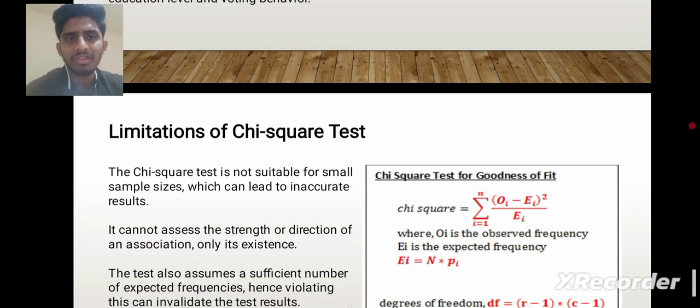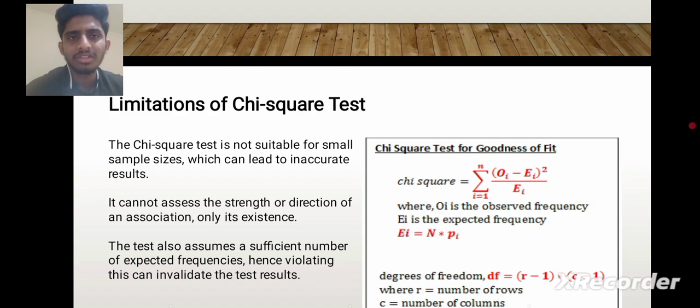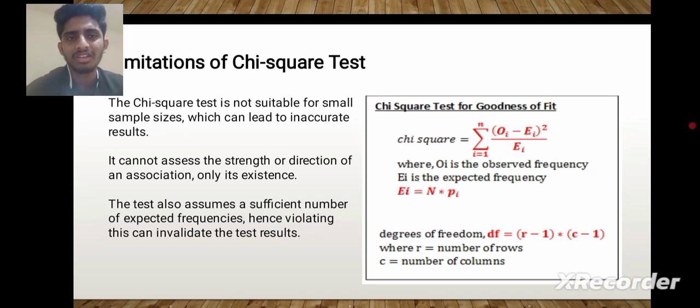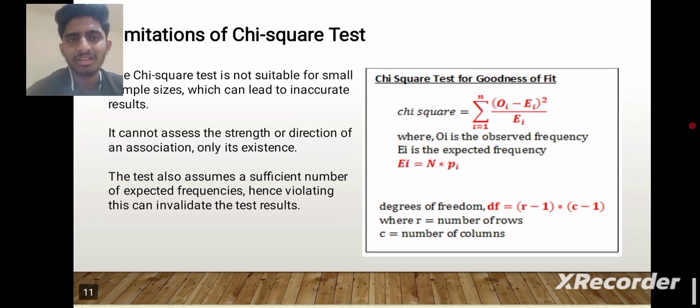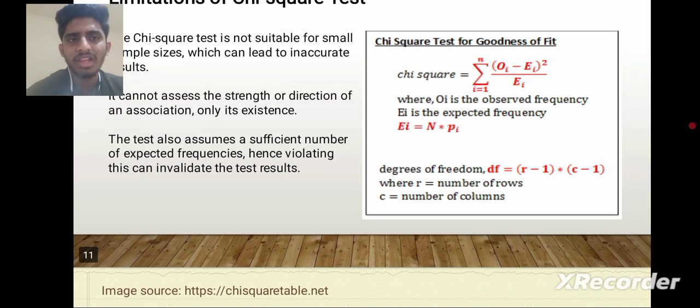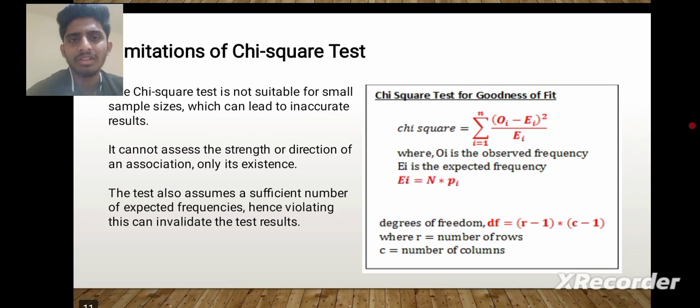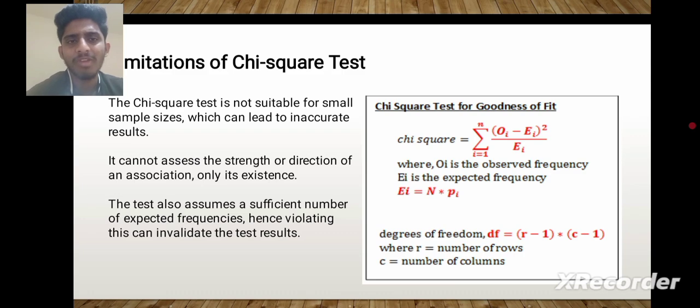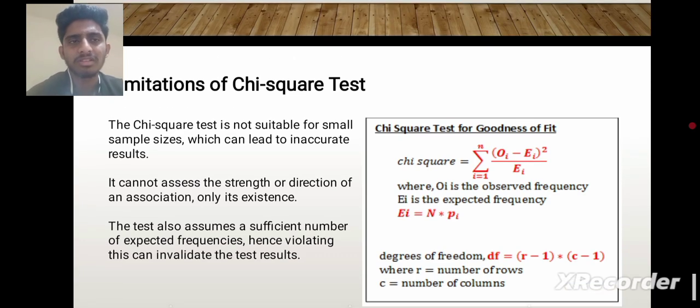Limitations of the chi-square test. The chi-square test is not suitable for small sample sizes, which can lead to inaccurate results. It cannot assess the strength or direction of an association, only that it exists. The test also assumes a sufficient number of expected frequencies, otherwise this can invalidate the test results.